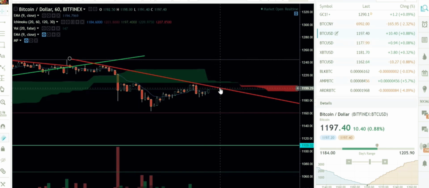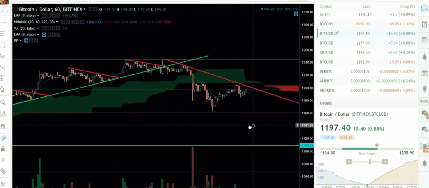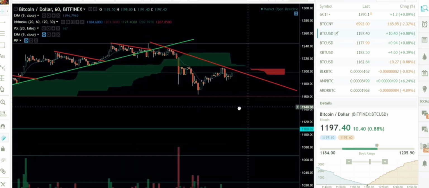Now, if this thing breaks this red line and comes all the way up here and then consolidates and respects this cloud again, then we very well could have gotten a very quick correction, and we're going to continue on. So that's why at the end of the day, guys, we really don't know what the market's going to do. We don't have a crystal ball. We can't be 100% sure every single time what the market's going to do.